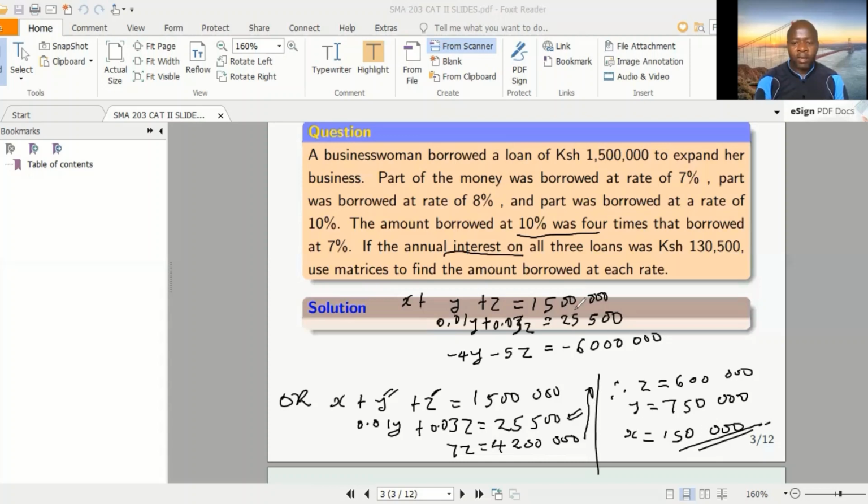The question wanted the amount invested at 7%, and we said that the amount invested at 7% be x. That means it's 150,000. And the y, which was invested at 8%, is 750,000. And z, which was invested at 10%, is 600,000. That's how you do this question. Let's look at the next question.